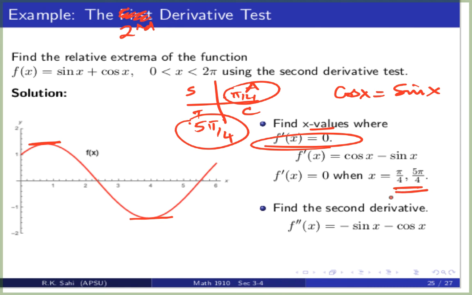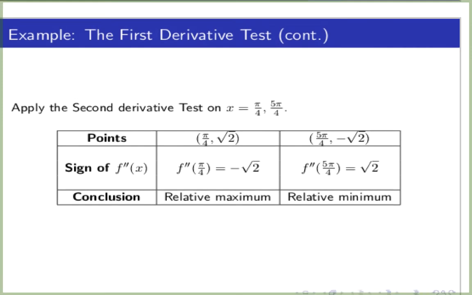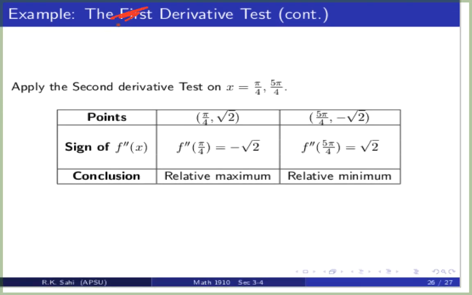Now we're going to look at the second derivative. The second derivative is minus sine minus cosine. So when we apply the second derivative test on pi fourths and 5 pi fourths, you look at the points pi fourths, square root 2 and 5 pi fourths, negative square root 2. The second derivative at pi fourths is negative. That means it has a relative maximum at pi fourths, square root 2. Remember I said pi halves, no, it's pi fourths. And it has a relative minimum at 5 pi fourths because it is a positive value when you substitute in the second derivative.